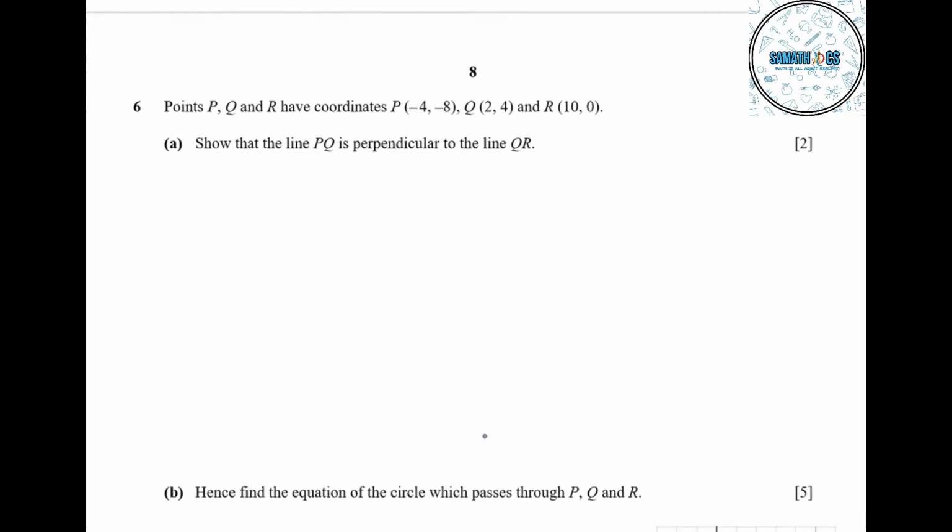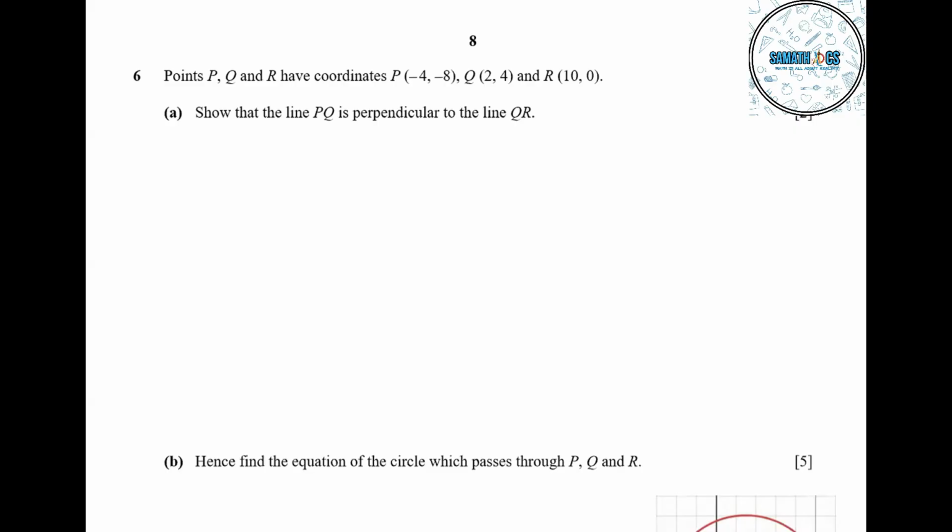Now question number, points P, Q and R have coordinates P minus 4, comma, minus 8, Q 2, comma, 4 and R 10, comma, 0. In a part, they are saying show that the line PQ is perpendicular to the line QR. Whenever two lines are perpendicular, when we multiply their gradients, that gives the answer as minus 1.